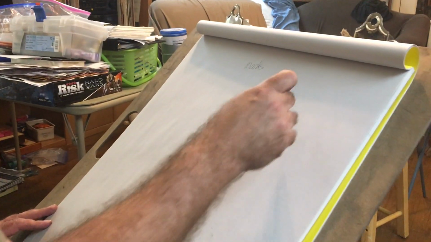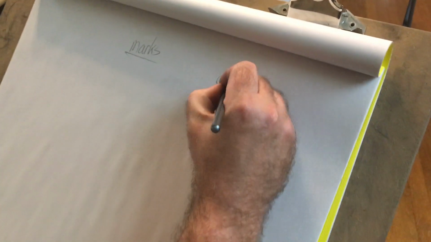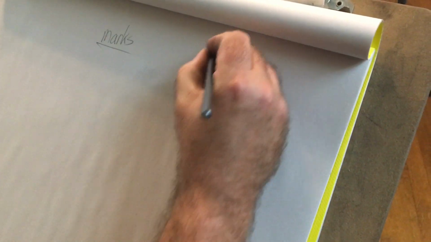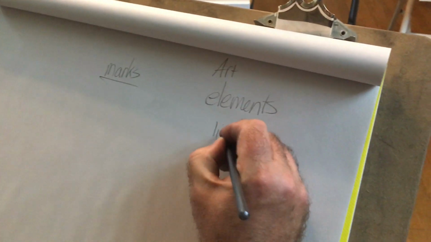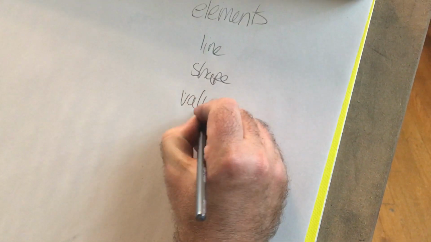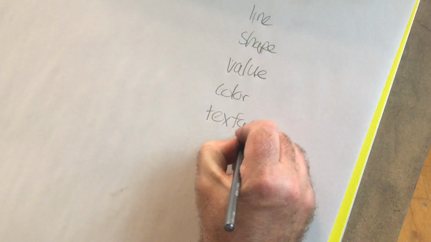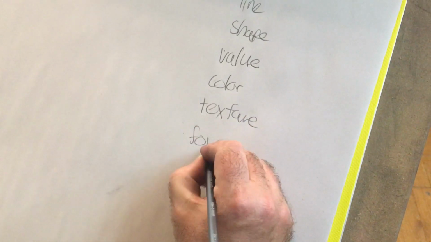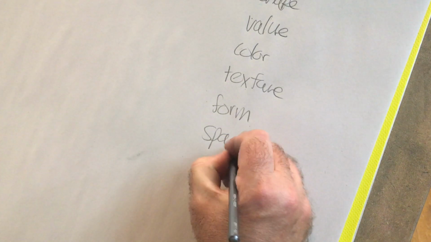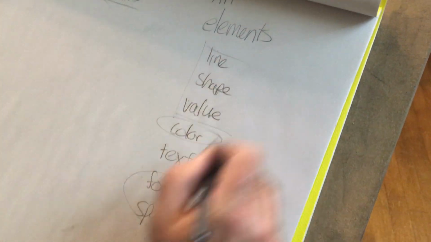But before we talk about marks, we have to talk about how marks relate to the art elements, right? So the art elements are generally considered line, shape, value, color, texture, form, and space. And in this class, we don't really do much with color, we don't do much with form and space. We focus a lot on line and value and some on texture. So line, shape, and value we cover a lot.